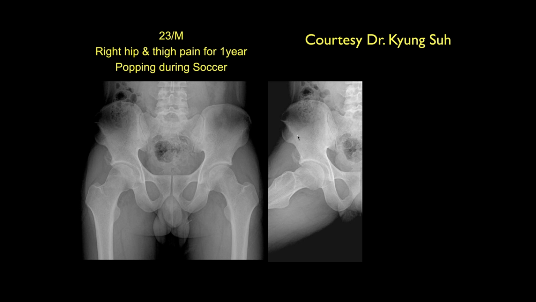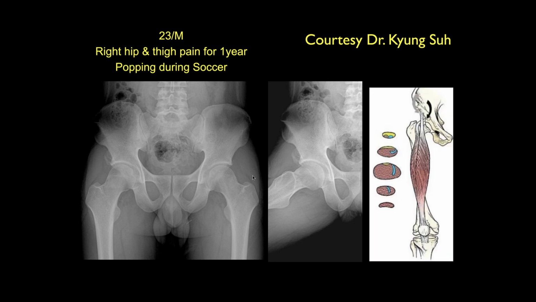Okay, so 23-year-old male, right hip and thigh pain for 1 year, popping during soccer. So one thing I noticed, on the right, along the kind of lateral aspect of that acetabular ridge, it looks like there's extra bone density right there, exactly, that we don't see on the left. And now you're showing me, I guess, the muscular. So that's probably a tug lesion. Okay. And there's soccer, and I assume they're constantly kicking with the right leg. What attaches here? What is that?